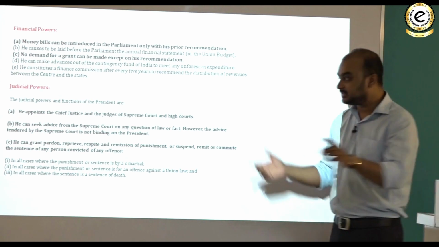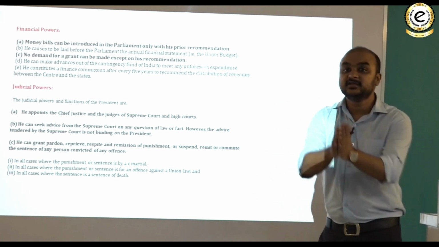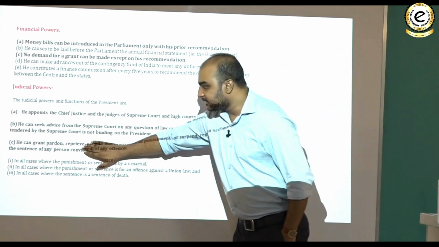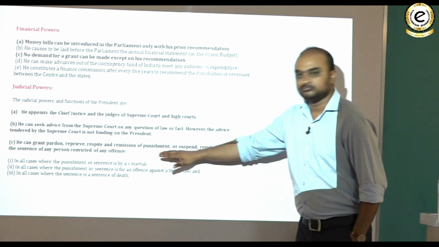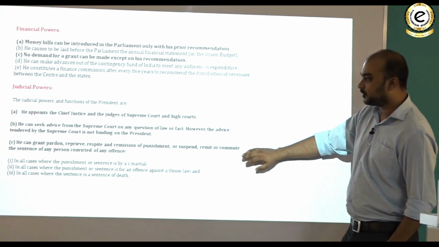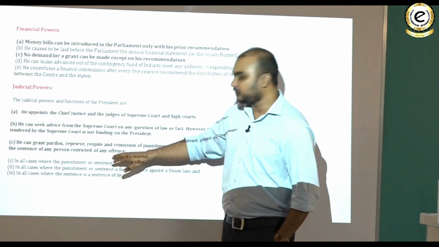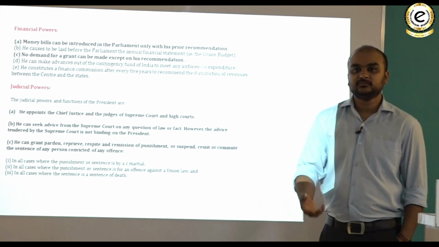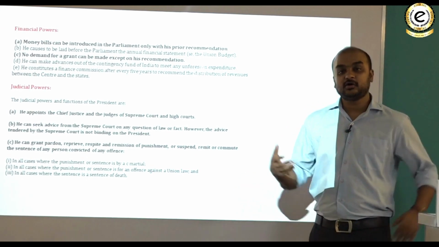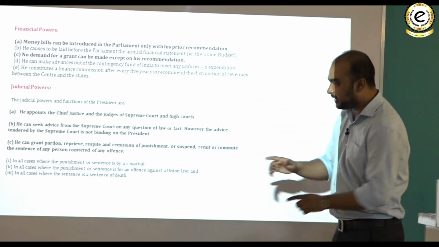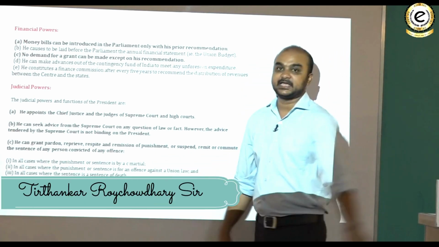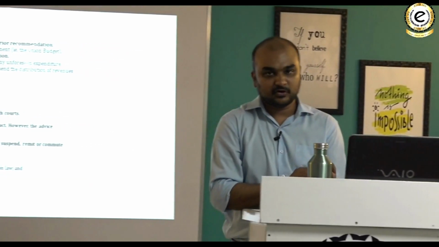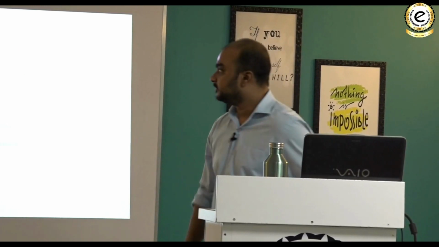However, keep this in mind that the advice tendered by the Supreme Court of India is not binding upon the President of India. Anyhow, he can grant pardon, reprieve, respite, remission of punishment or suspend, remit or commute the sentence of any person convicted of any offense which results from the violation of any union law, or if it is a court-martial, or if it is a sentence of death. Keep this in mind: court-martial and death sentences can be commuted or pardoned only by the President. They cannot be done by the governor.